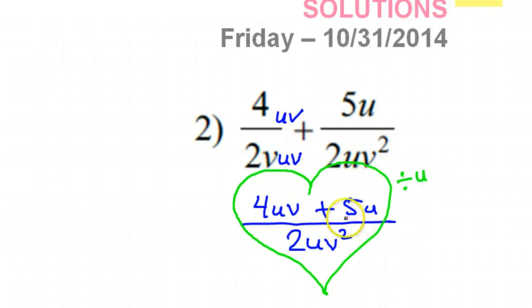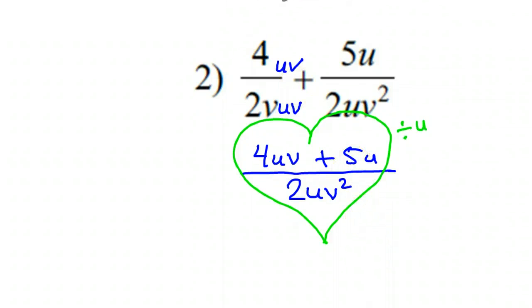So I could divide all 3 terms by u. And if I do that, I'm going to get my final answer. Okay, so that's going to give me a final answer of 4v plus 5 divided by 2v squared. Alright, I divided everything by u.